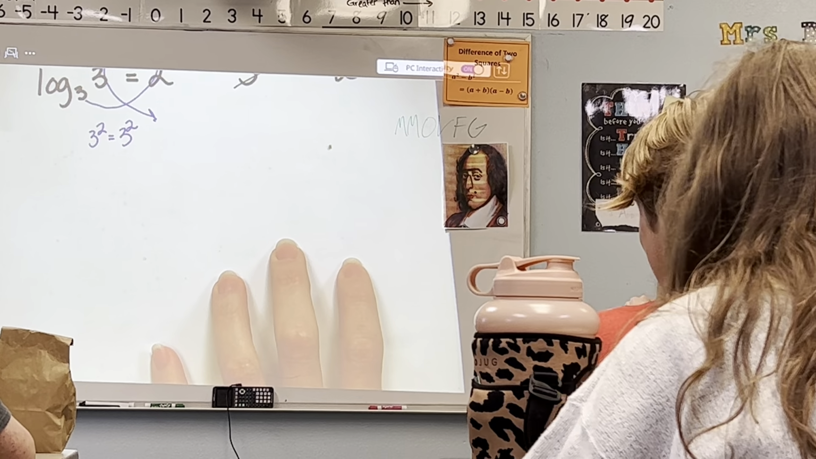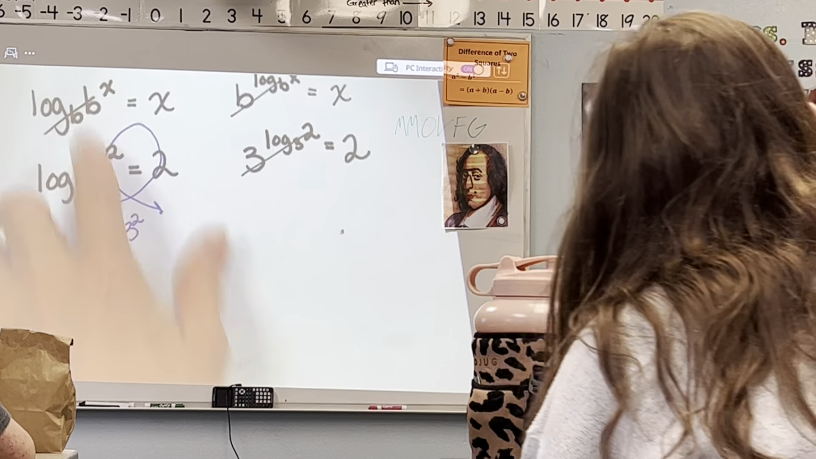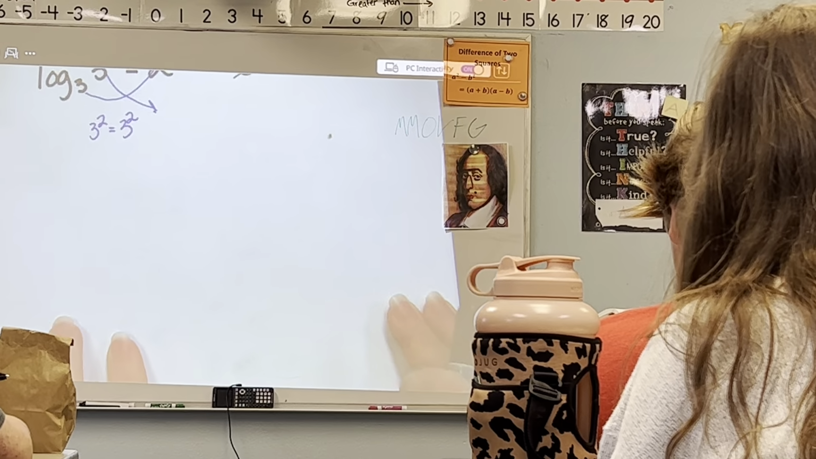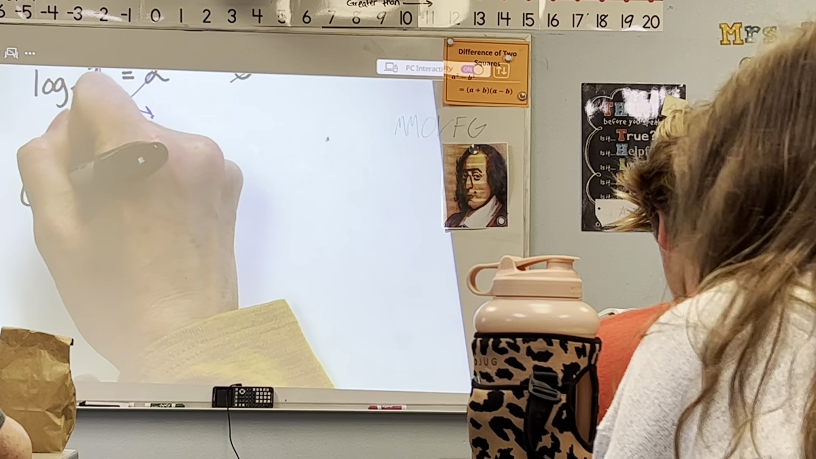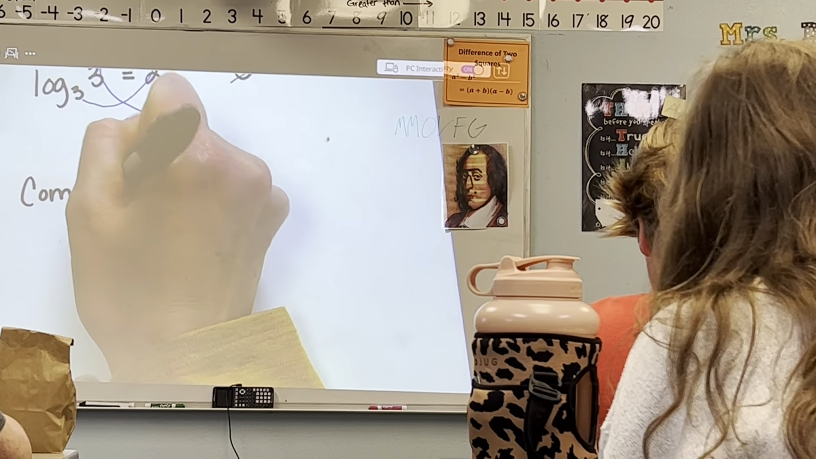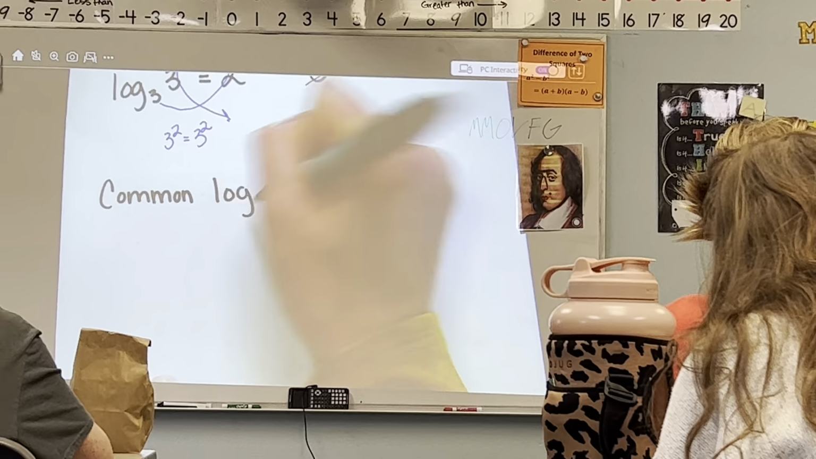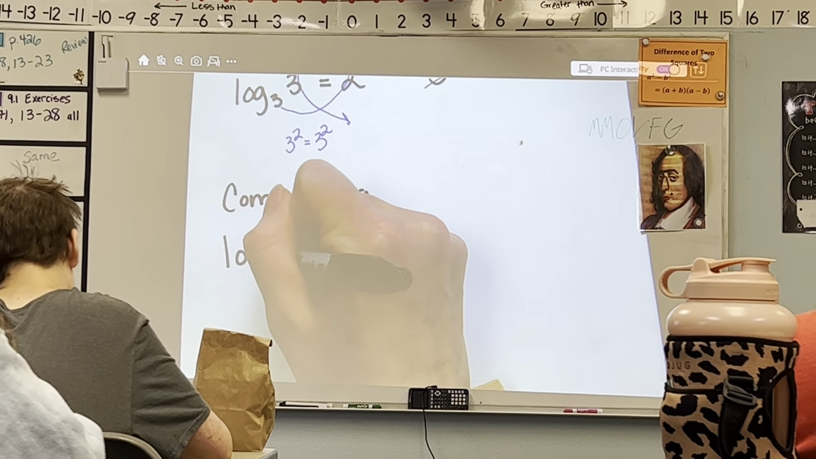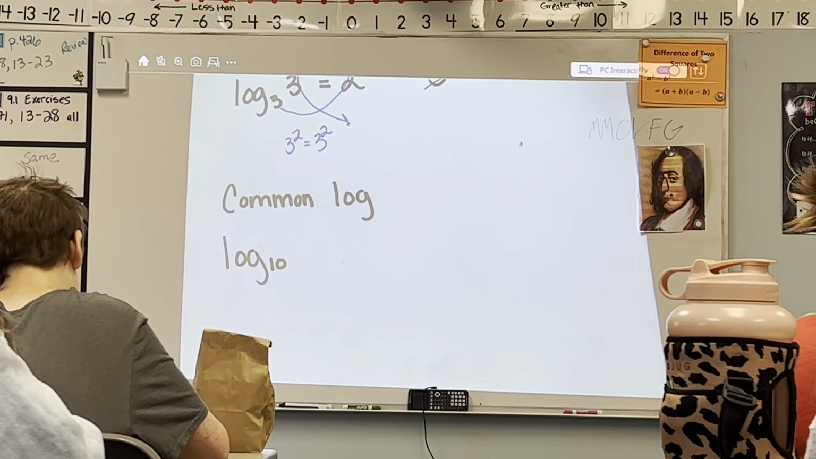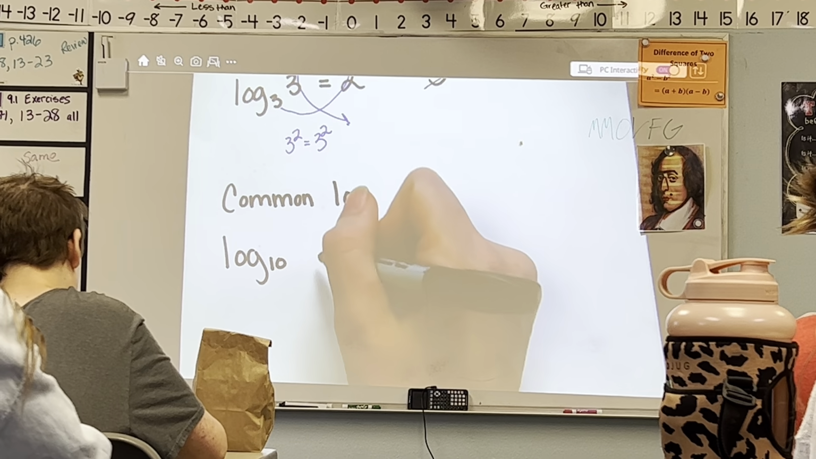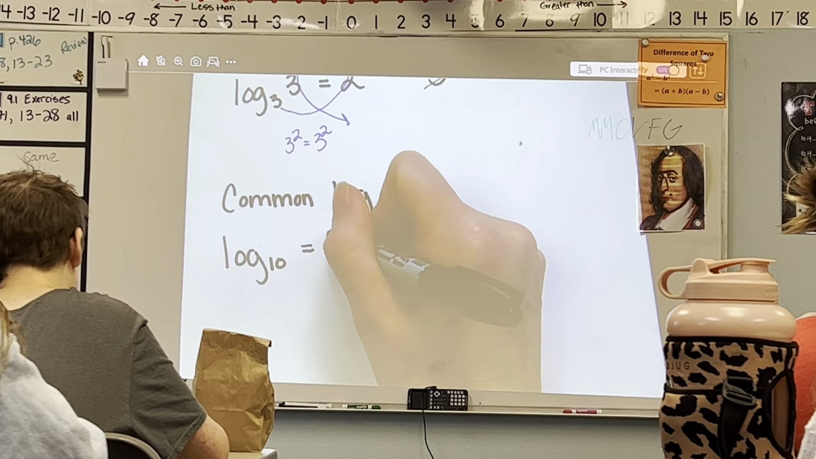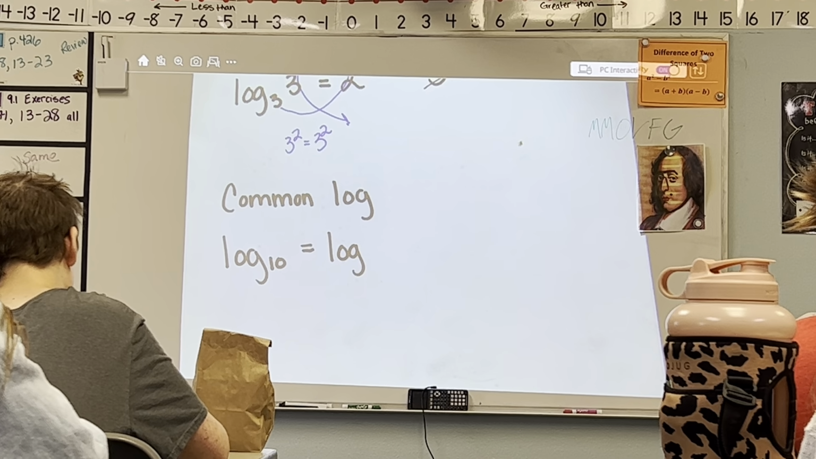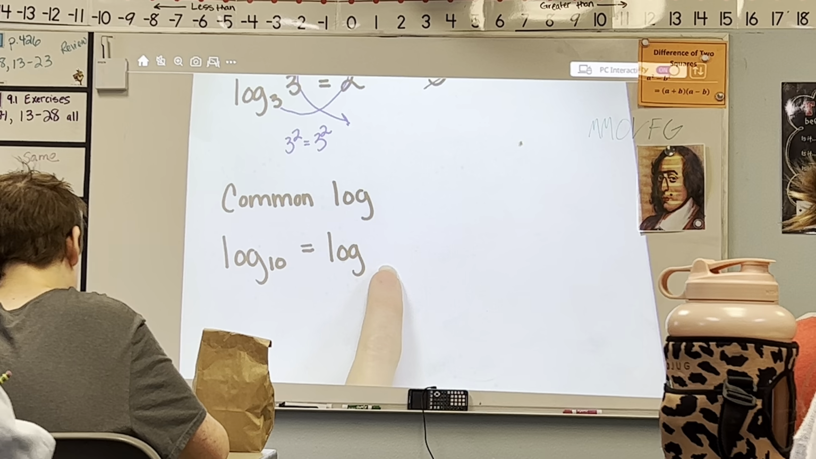Okay, so this is the inverse property. We need to look at common log. I need to tell you what common log is. Common log is log base 10, okay? Which is the same thing as just log with no base, okay? So if you see a log with no base, it's the same.